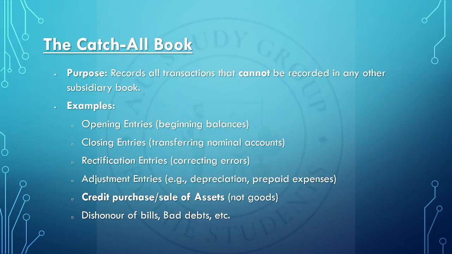Rectification entries: if an entry is already made and we want to rectify it, we don't use a whitener and we don't rub it out, we actually enter a rectification entry. They fall here. Adjustment entries like depreciation, etc. Credit purchase or sale of assets, not goods, fall here. Bad debts also come here in the journal proper. These types of entries which do not fall in any other books will fall in the journal proper.